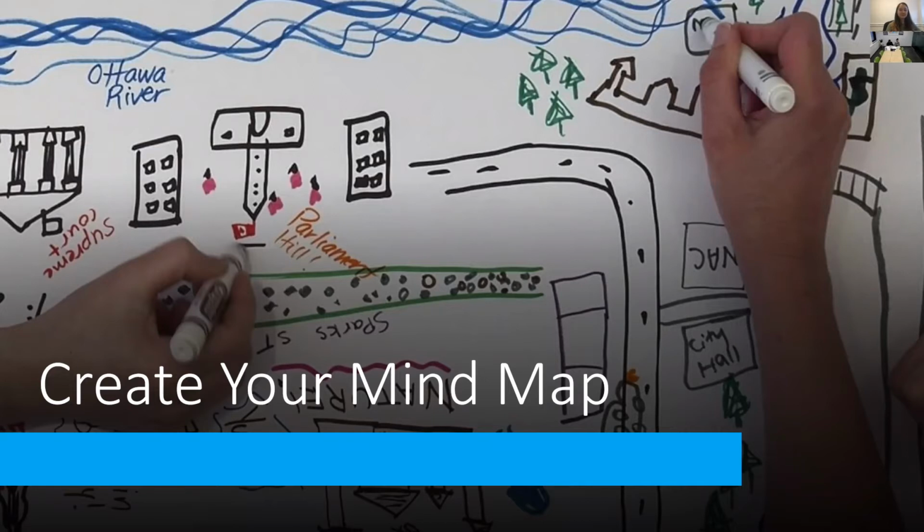Okay, the visualization experience is complete. Now it's time for you to create your own community mind map. Please take 5 minutes to do so now. Remember, it doesn't have to be pretty or all encompassing, just what is most important for you to get across.